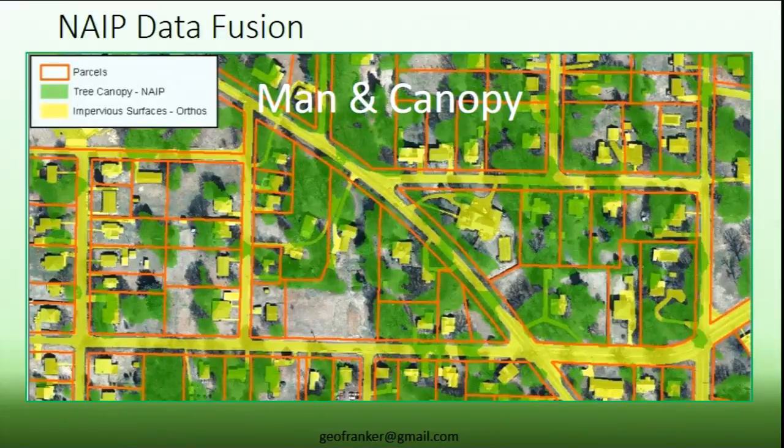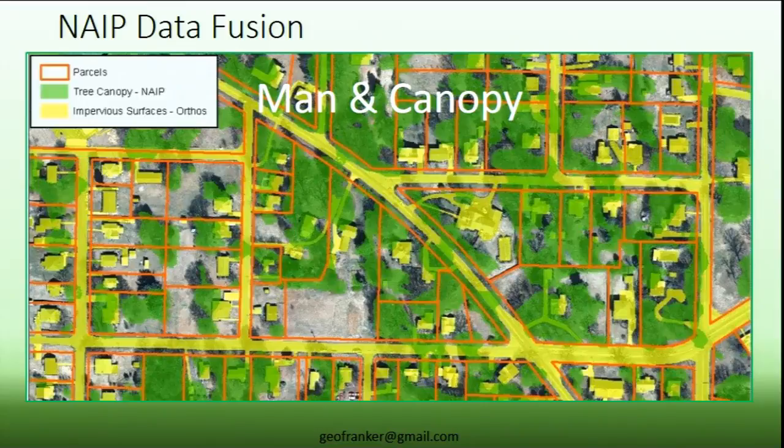And, just on the theme of fusing data together, we can bring in true color orthos and do our impervious surface extraction. This is a thing I used to do for customers called man and canopy. I thought I had a nice catchy term. I've used true color imagery to extract the impervious surfaces, and then I use NAIP to extract the tree canopy. Compared to a wall-to-wall classification where every pixel has to be one or the other, we're actually representing the real case: the tree canopy is over top of the road, the tree canopy is over top of the house.